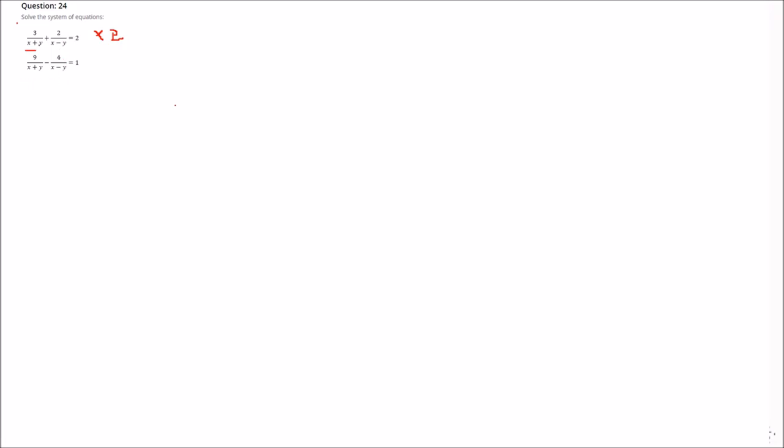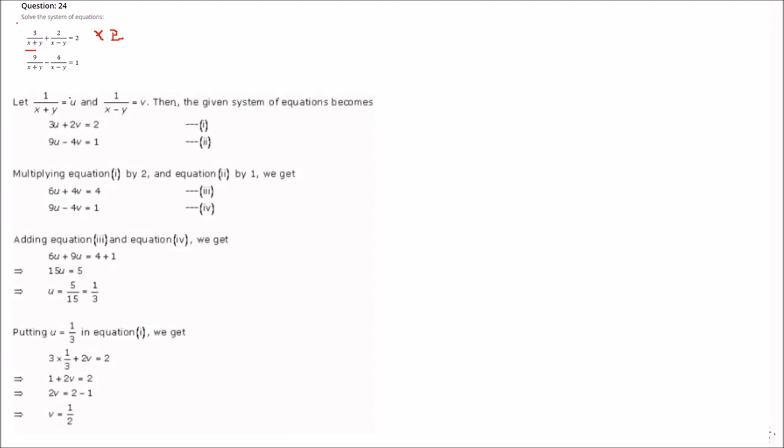But even if we add them, we will still be left with x and y terms, so we cannot do it. What we will do here is, as I said, 1 by x plus y will be equal to u, 1 by x minus y equal to v. So this equation will become 3u plus 2v equal to 2, and this will be 9u minus 4v equal to 1. Now we need plus 4 here, so that this gets cancelled if we add the first and second equation. So we'll simply multiply this equation by 2.